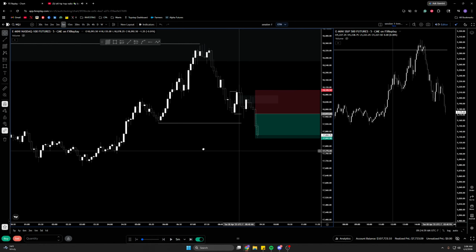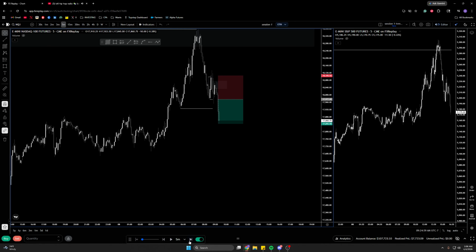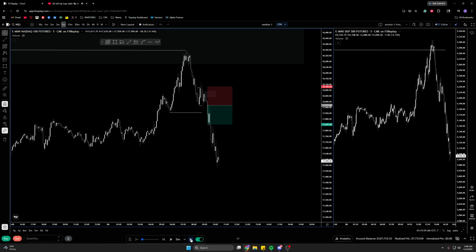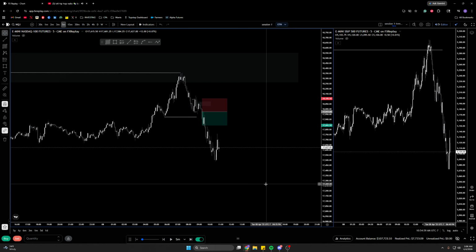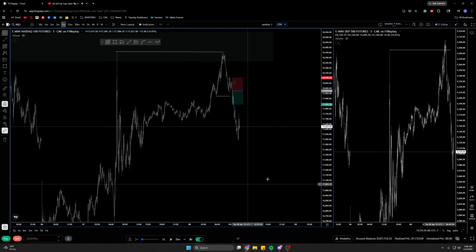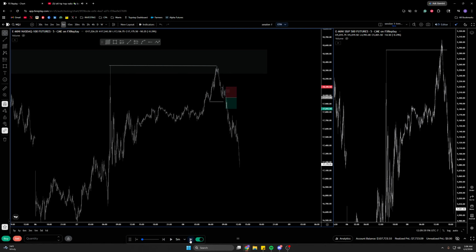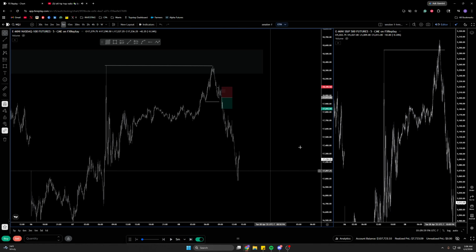Does that make sense? So we took this trade. Let's see what happens. I feel like this might just... Jesus Christ. Okay, yeah. So we took out all those lows. And looks like we're just going lower. Cool.